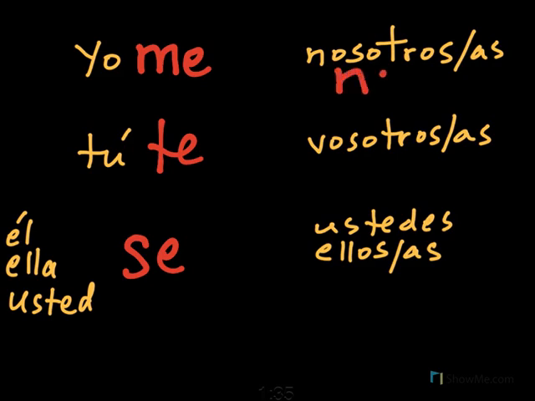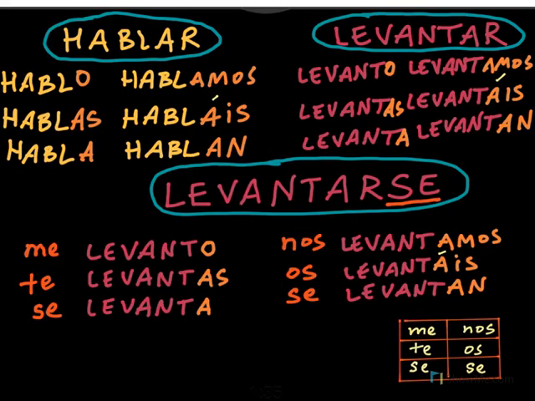It will be nos for nosotros, nosotras, which means ourselves. Vosotros, used only in Spain, will use os, so it will be yourselves. And then finally, ustedes and ellos, ellas will use se, which means themselves, and yourselves in Latin America. All right, so let's see. You already know that you need to memorize them in order to use them. So let's take a look.